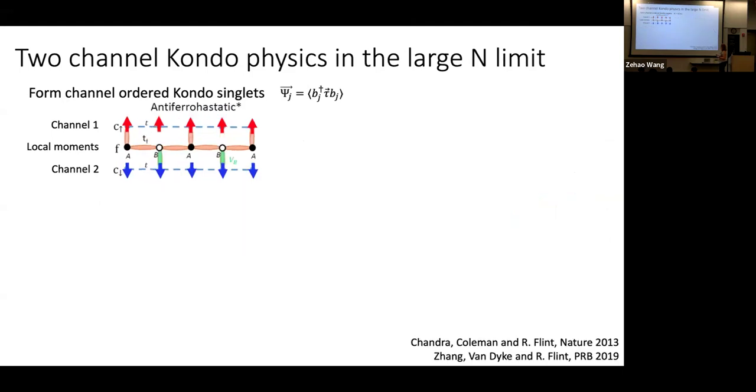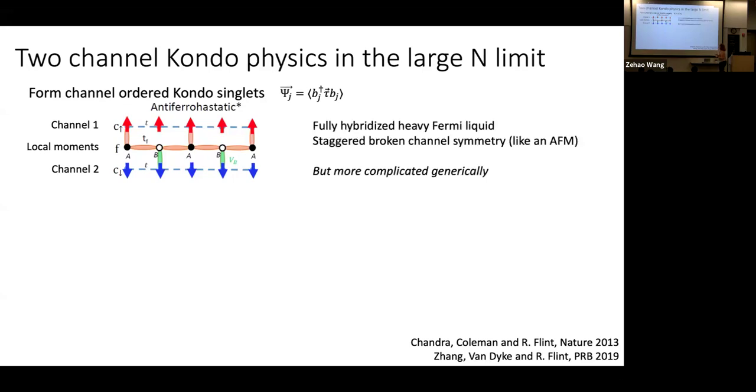The other possibility is that you can form something like an antiferromagnet, so antiferrohastatic order, where you're saying, well, I'm going to have two sublattices, and sublattice A is going to hybridize with the up electrons, and sublattice B is going to hybridize with the down electrons. So this gives you a fully hybridized heavy Fermi liquid, and it has a staggered broken channel symmetry like an antiferromagnet. But actually, it's a little bit more difficult because this is a spinor order.